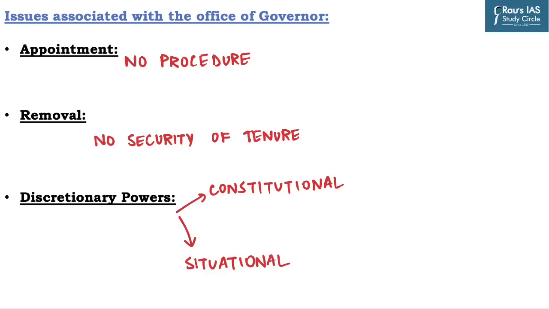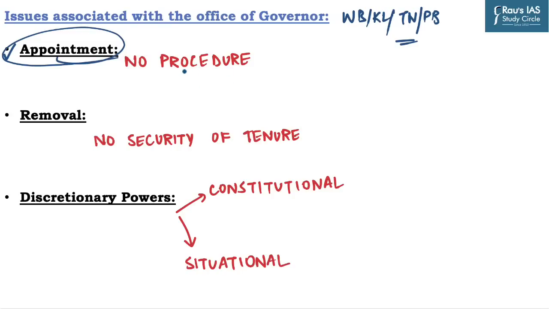Now we will analyze the issues related to the office of governor, as this office has been in the news due to various controversies, whether it was the case of West Bengal, Kerala, Tamil Nadu or Punjab. So one must be aware of the key issues associated with this particular office. The first issue is related to the appointment. As there is no procedure mentioned in the constitution regarding the appointment of governor, he can be appointed at the will of the central government, and there might be a chance that a person who is politically motivated can be appointed as a governor to further the interest of the ruling party. So it is an important issue related to the governor.